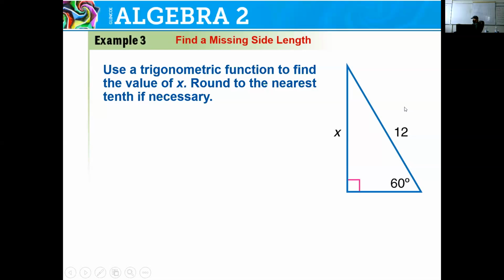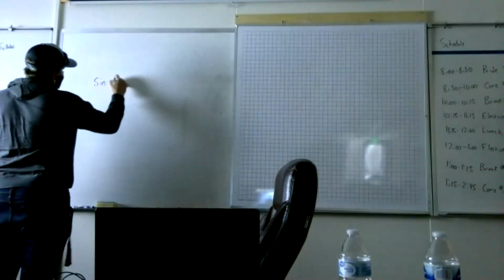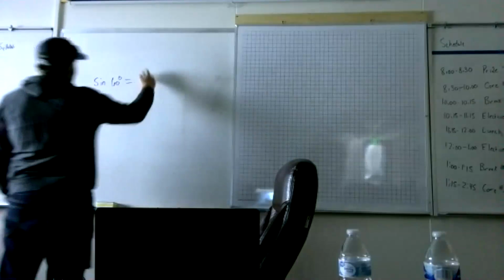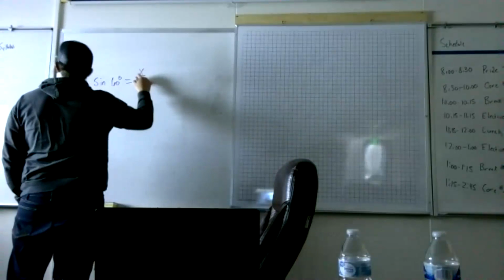So we want to think to ourselves, what trig ratio incorporates the opposite and the hypotenuse? The answer to that is going to be sine. So we can set this up as this: the sine of 60 degrees equal to x over 12.